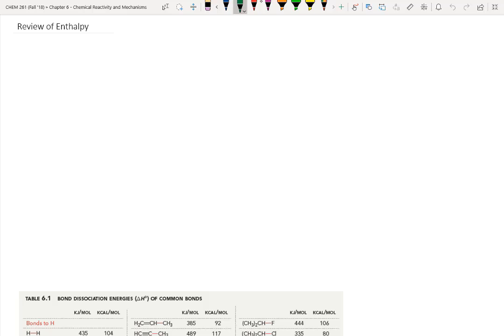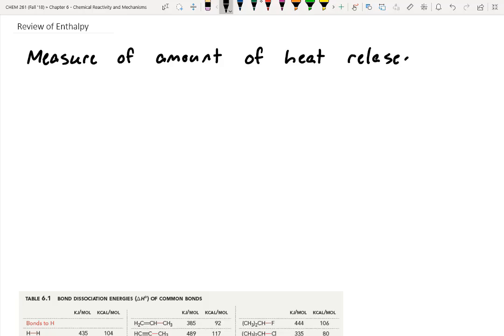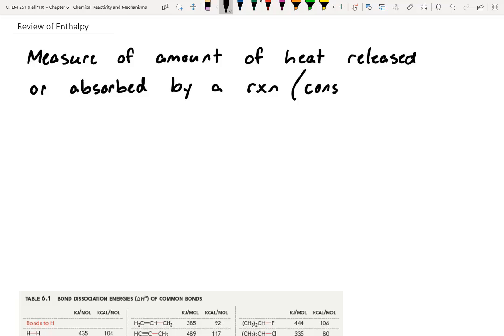Not randomness. It's a measure of the amount of heat released or absorbed by a reaction, assuming that you've got constant pressure and volume.